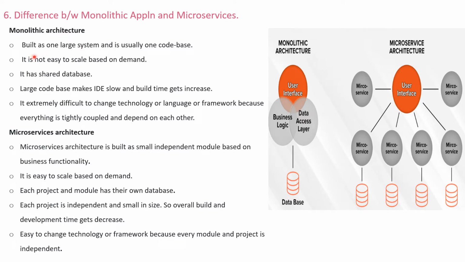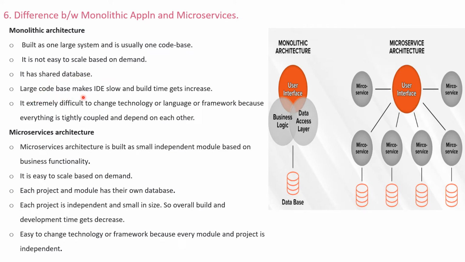So if we see, monolithic architecture is built as one large system and is usually one code base. So it is a large application or large system, and it will have only one code base, and it is not easy to scale based on the demand. Currently we are getting many updates, many technologies, right? Based on the demand, this monolithic application cannot scale. It has a shared database.